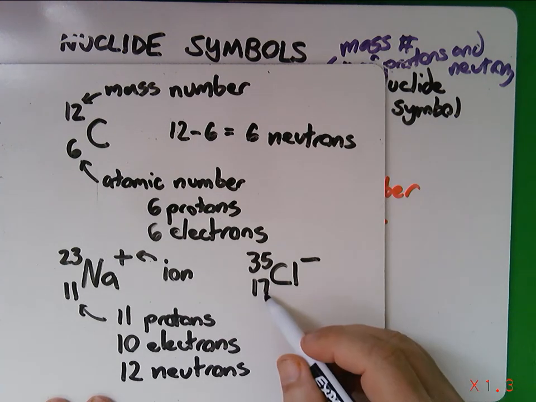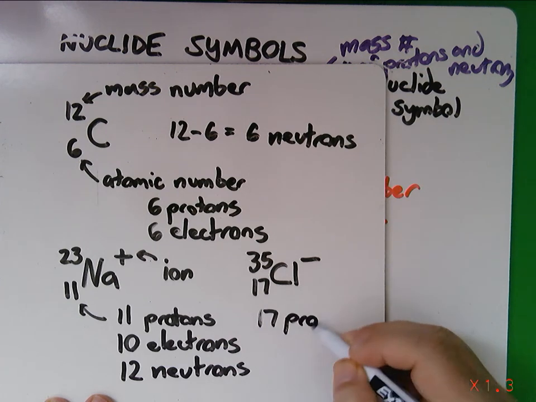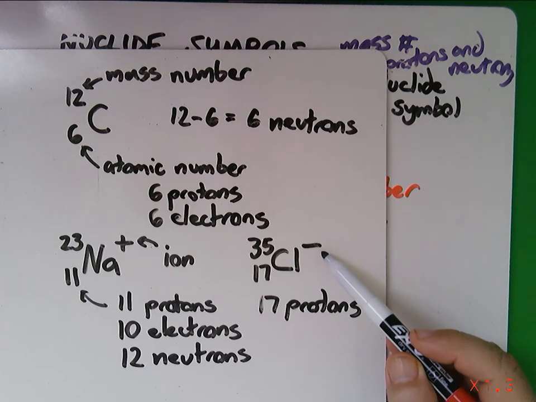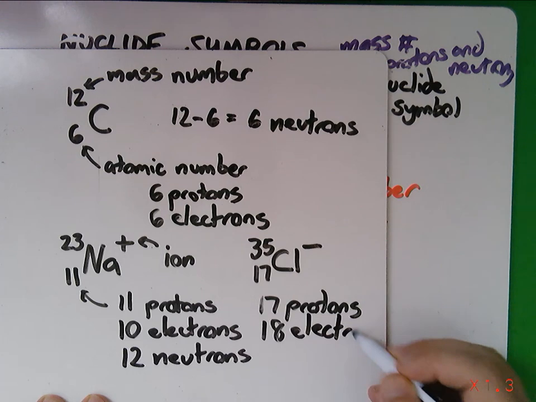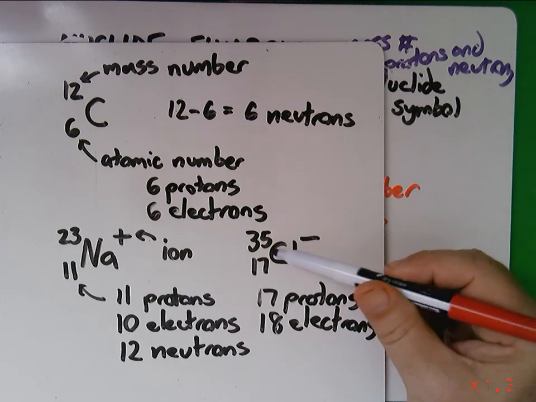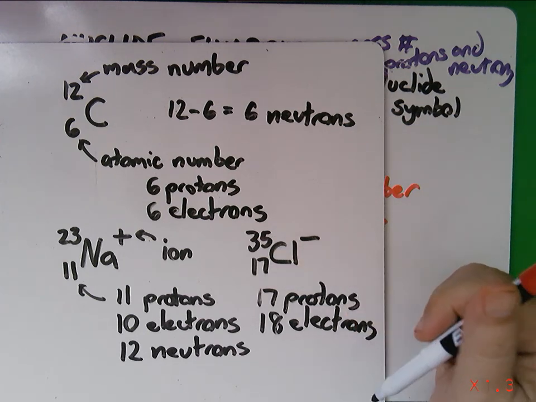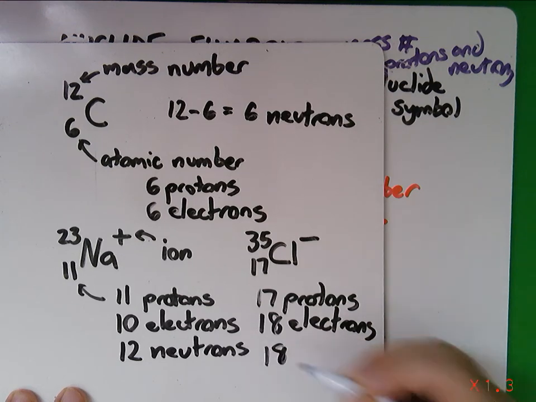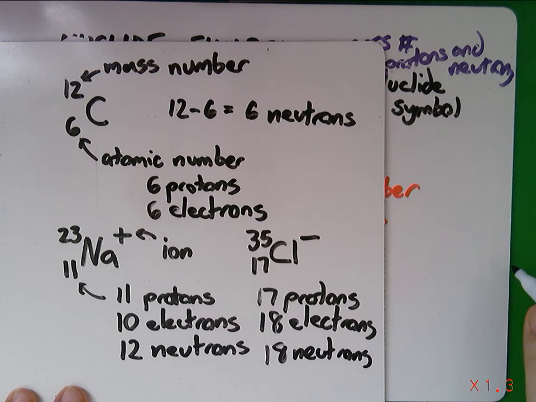Let's do the counts. Well, first thing I see is that the atomic number is 17, so I have 17 protons. How many electrons? Well, this charge tells me 1 extra electron, so there must be 18 electrons. And how about neutrons? It's going to be 35 minus 17, right? So that'll be like what? 18? Yeah. Okay, see how that works?